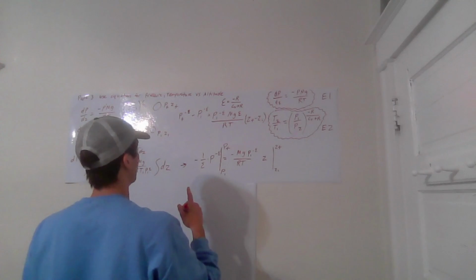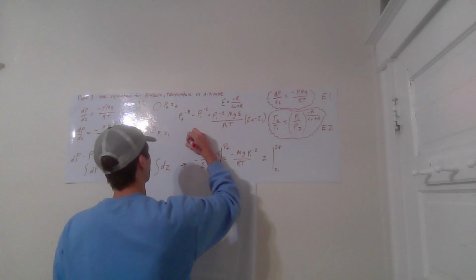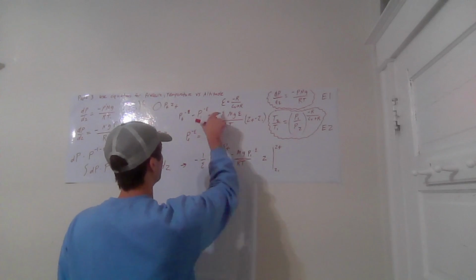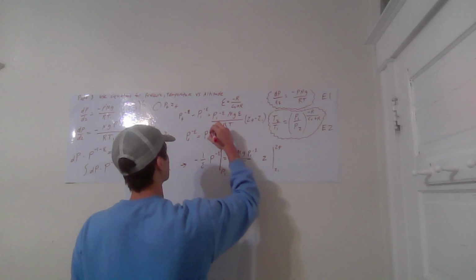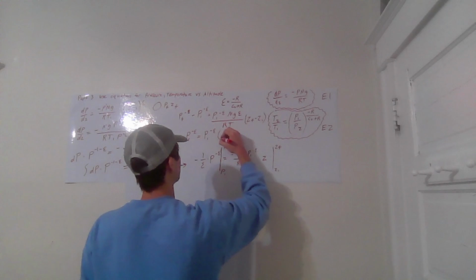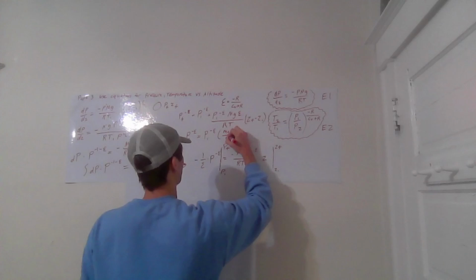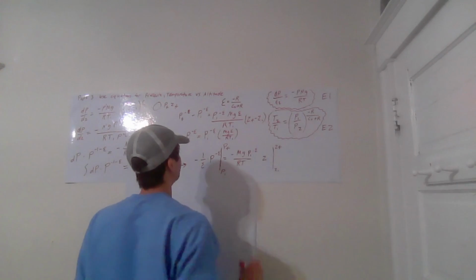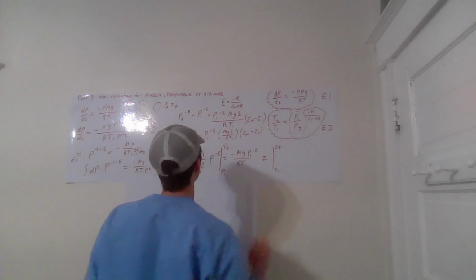And then this can be simplified into pressure final to the negative epsilon equaling, these can be factored out, so pressure initial to the negative epsilon times mg epsilon over RT1 times, once again, ZF minus Z initial.